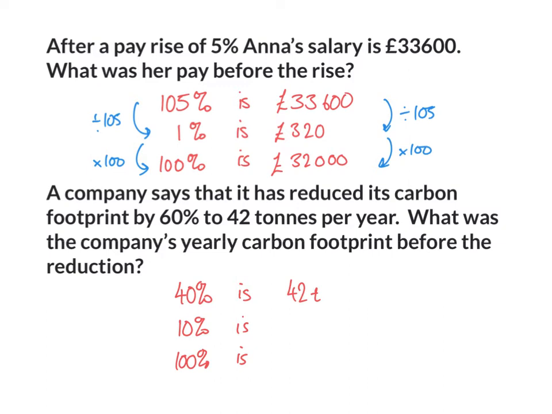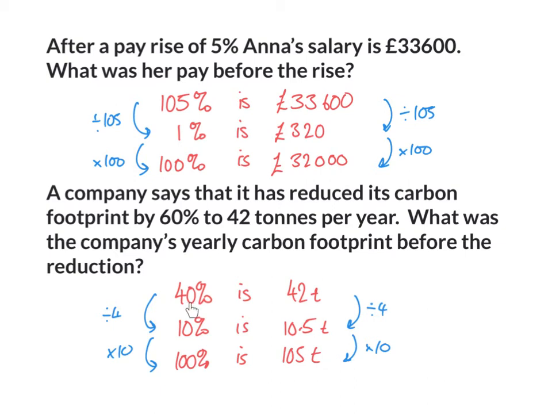And this is kind of why I guess we could do this without a calculator if we needed to, if the numbers were nice enough. To go from 40 to 10, we divide by 4. So to go from 42, we divide by 4. And so 42 divided by 4 is 10.5 tonnes. And then if I have 10% and I want 100, I'm going to multiply by 10. So let's do the same here. Let's multiply by 10. And so we get 105 tonnes. And so the original amount, a full 100%, was 105 tonnes.